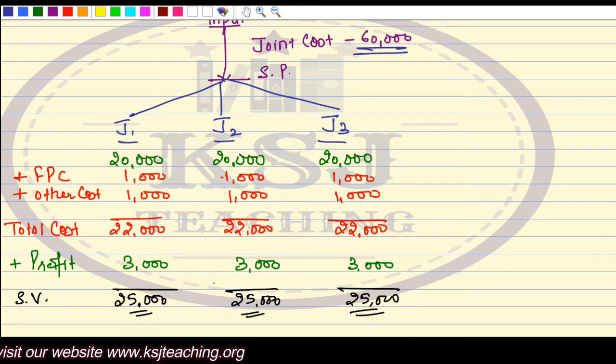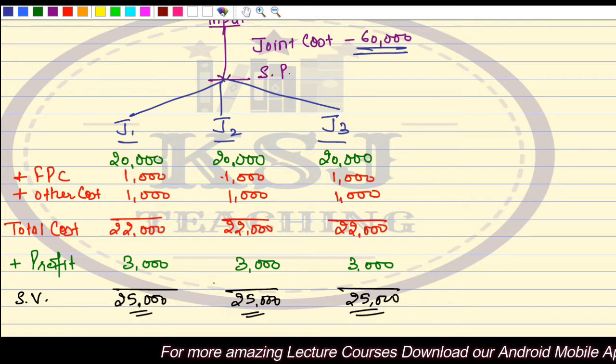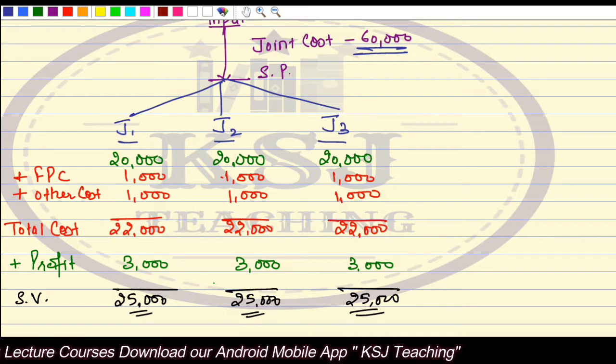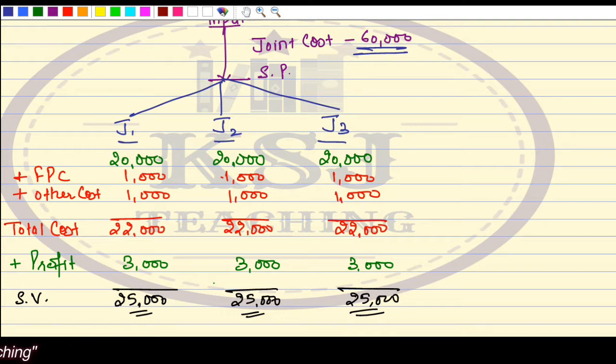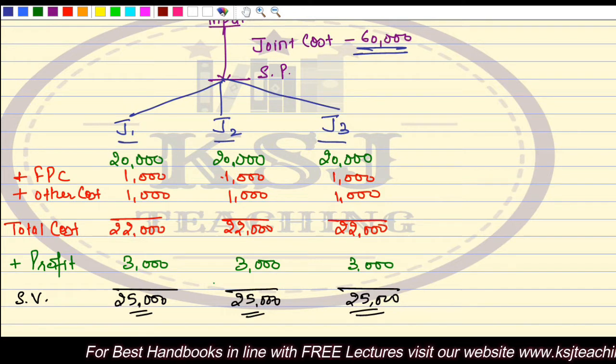Right, so we started from the top. Joint cost 60,000. First we distributed the joint cost, 20, 20, added the FPC, added other cost, got the total cost, then added the profit, and then we get the sales value. This is what we have studied so far, the normal methodology from top to bottom. Now, the reverse cost method. It says that you don't have to go from top to bottom. You have to start from the bottom and move towards the top.